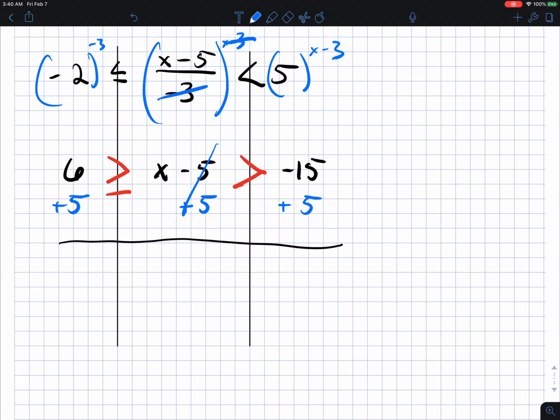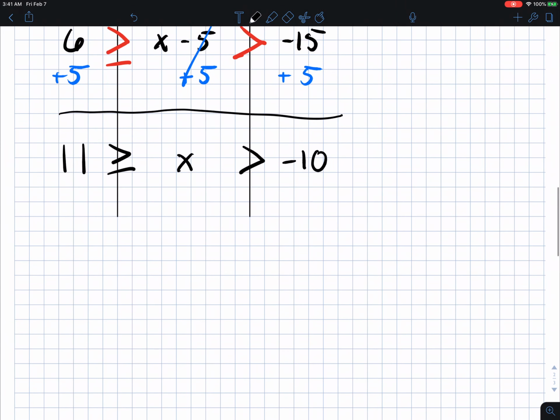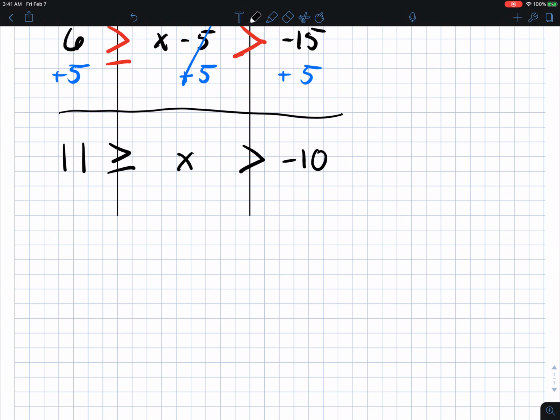So yeah, let's keep going. All right. So then, we're essentially there. 11 is greater than or equal to x, which is strictly greater than -10. All right. So now when we go to write the interval notation, we want to do this from the smallest to the largest. So to me, it's easiest to visualize the interval notation if we properly graph it first.